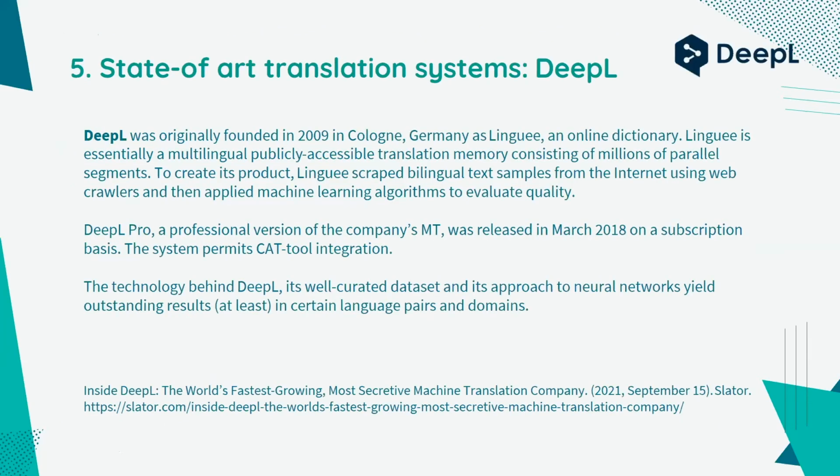Now, let's take a look at some state-of-the-art translation systems. The first we want to introduce is DeepL. DeepL was originally founded in 2009 in Germany. It was based on Linguee, an online dictionary. So it is essentially a multilingual, publicly accessible translation memory, as it consists of millions of parallel segments. To create this product, the company scraped bilingual text samples from the internet using web crawlers at first, and then it applied machine learning algorithms to evaluate the quality.